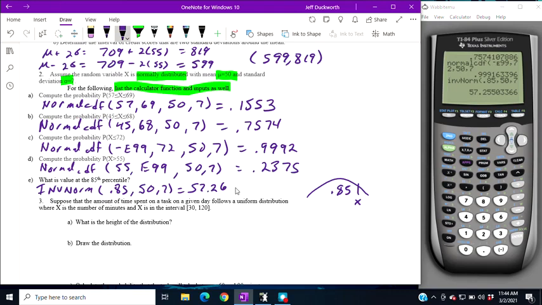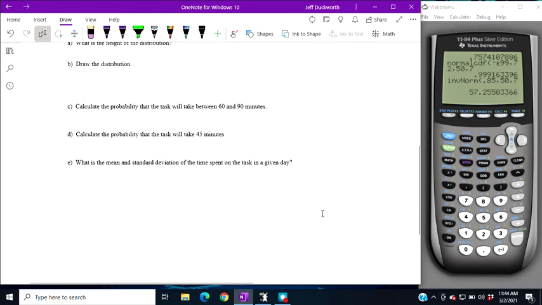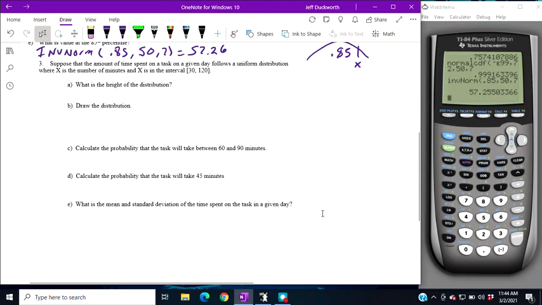57.3 is a fine answer. You probably should not answer 57, though. Usually try to give it a couple sig figs after the decimal. So that's the normal distribution. This next question only deals with the uniform distribution. Uniform. Okay? Which means we're not going to use the normal distribution at all.